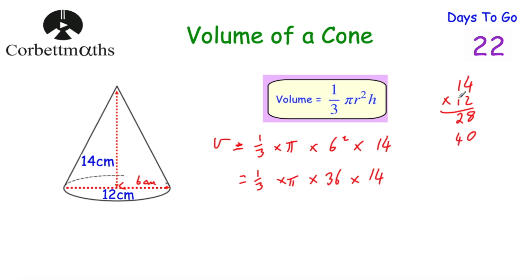1 times 4 is 4, and 1 times 1 is equal to 1. And when we add those together, we get 168. So that'd be 168 pi centimeters cubed. And if you got that, well done. So I just did a third of the 36, which is 12, and then did 12 times 14, and then that would be 168 pi centimeters cubed.